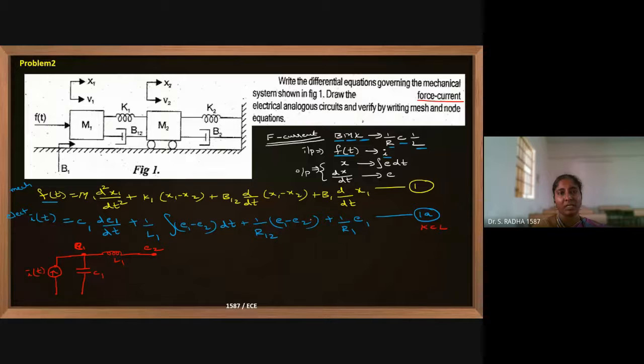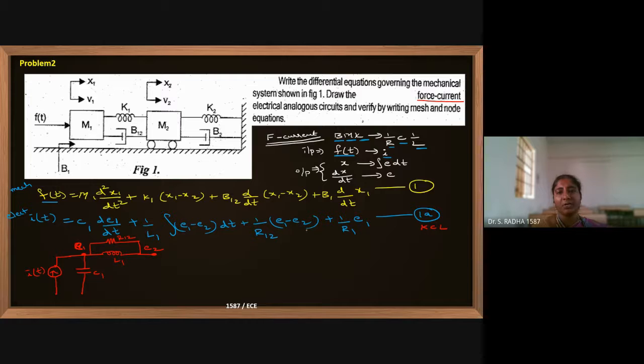These are summed. This is one complete current term, so we are adding the currents. This complete one is a current term, and we are adding the currents, so we have to draw them in parallel. This is R12, which is also present between E1 and E2.